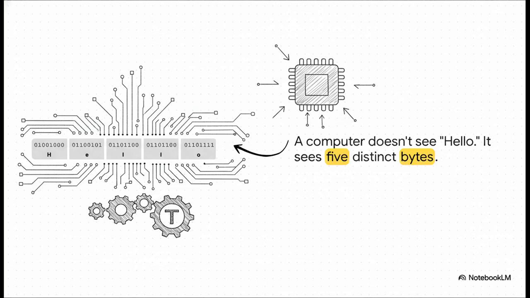So get this. When you type the word hello, your computer doesn't see 5 letters. Nope. It sees 5 totally distinct bytes, 5 very specific patterns of ones and zeros that stand for H-E-L-L-O. This is it. This is that translation from our world to the machine's world happening in real time.